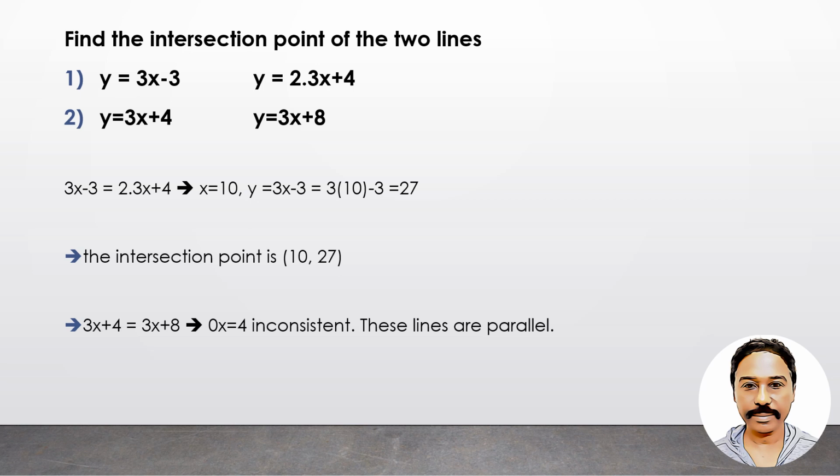We cannot find a value for x where we multiply it by 0 and we get a 4. That means this is an inconsistent formula where we have x is equal to 4 divided by 0. We cannot divide by 0. So it means we can never find an intersection point for these two lines in part 2 here. If we cannot find an intersection point, that tells us these two lines are parallel.